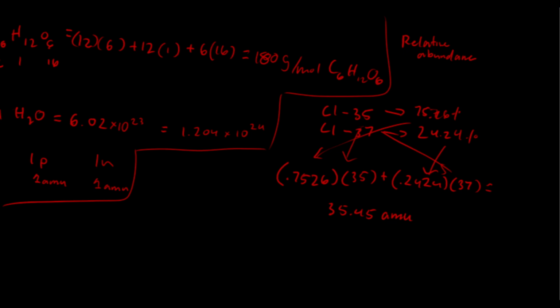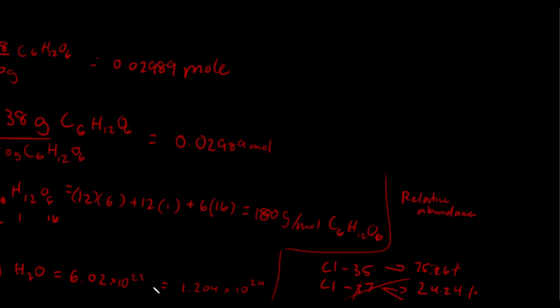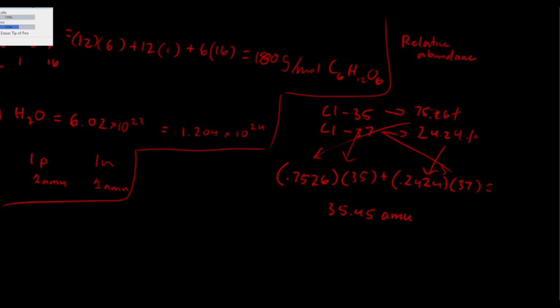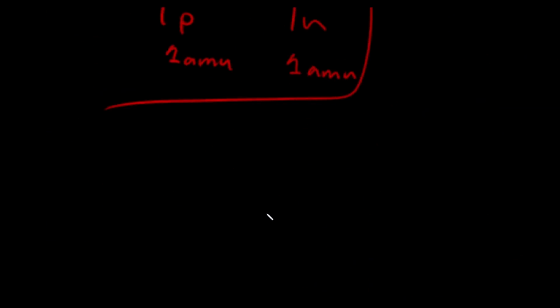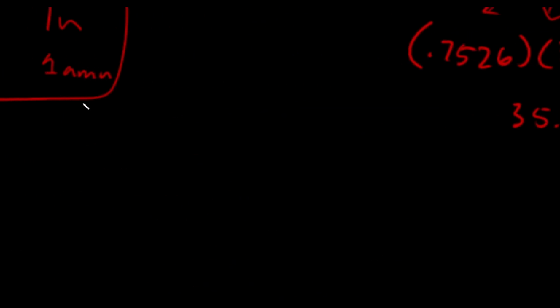And this leads to the mass spectroscopy, which, can I clear this up? Let me just zoom in a little bit. Okay. Yeah, I'll just zoom in. This leads into mass spectroscopy, which is how they find the relative abundances of each element.